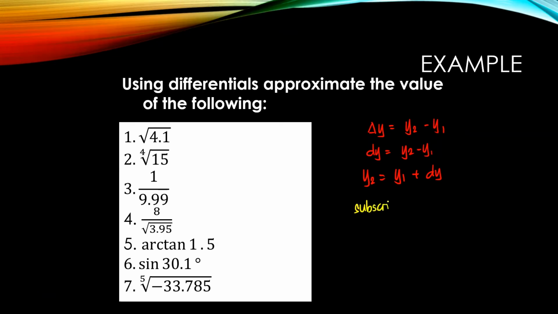And then what I would try to recall is this one: the subscript 2 is to be approximated. Subscript 1 is the exact. So what do I mean by this? Okay, let's go to the solving.